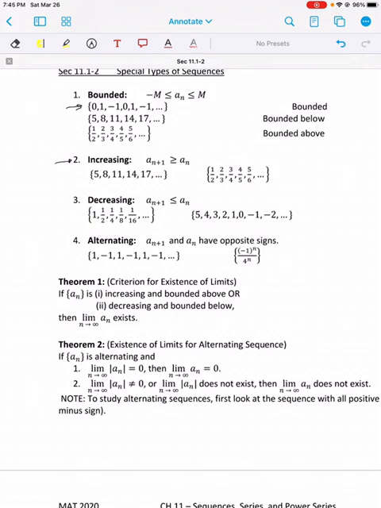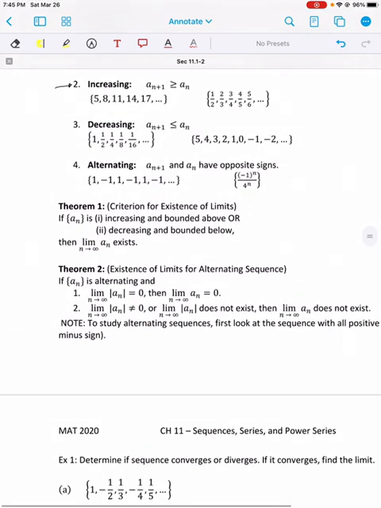A decreasing sequence is one in which the next term is less than the previous term. So each next term is less than the previous term. That is what a decreasing sequence is. Alternating sequence, I already mentioned this, is a sequence in which subsequent terms have opposite signs.